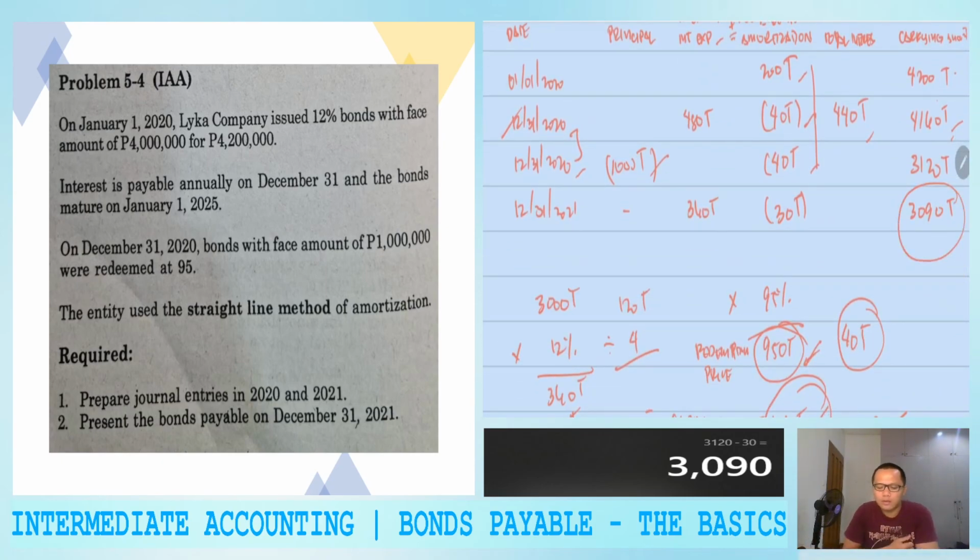Now, if we are to present that in the financial statements, the carrying amount of the bonds payable is 3,090,000. So, check that. Kung 3,090,000 nga, di ba we started with 200 premiums, minus 40, the initial amortization, minus 40, the redemption, then the second amortization. 90,000 is the remaining balance of our premiums payable as of December 31, 2021. Plus the face amount of 3 million, 3,090,000 nga.